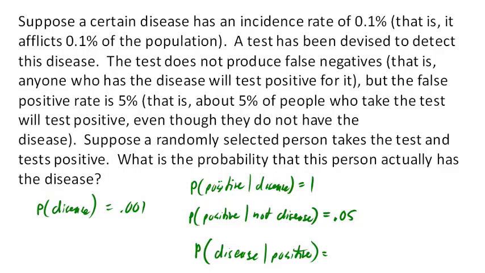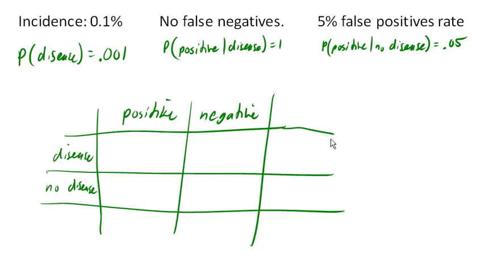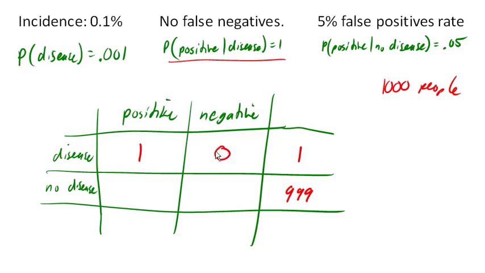Here I've broken down all that information again. To think about this most simply, let's imagine that we have 1,000 people. Because the disease incidence rate is 0.001, or 1 out of 1,000, out of these 1,000 people, one of them will have the disease, and 999 of them will not, on average. If they have the disease, we know that they're going to test positive. So this one person is going to have a positive test result. There are no people who have the disease and test negative.